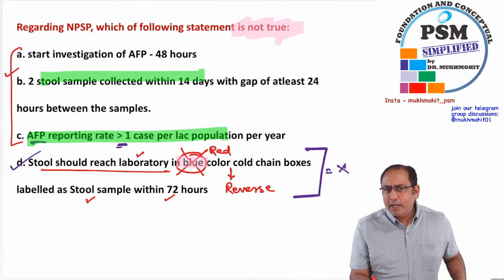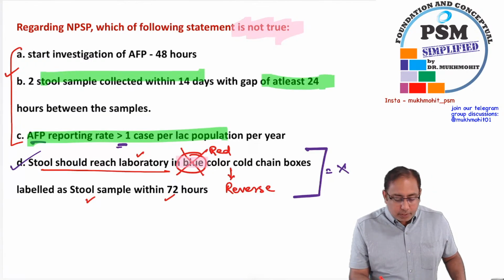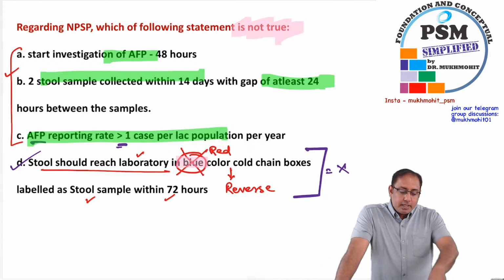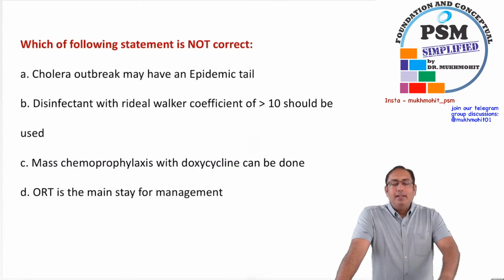Stool samples have to be collected within 14 days with a gap of at least 24 hours, and start AFP reporting, start investigation within 48 hours. That is also correct. Let us go to the next one.